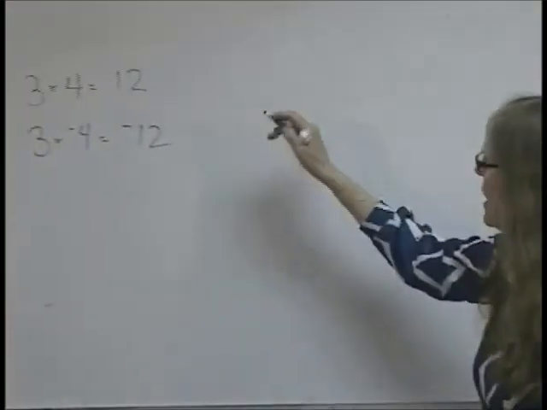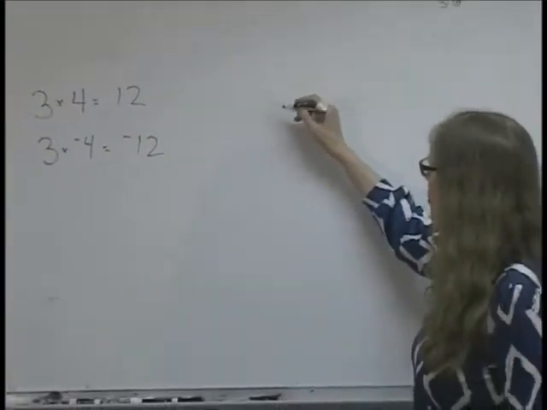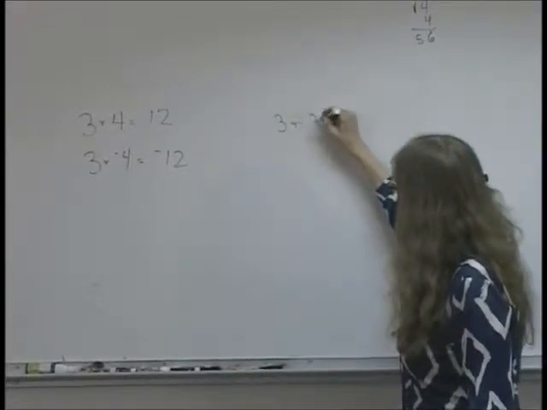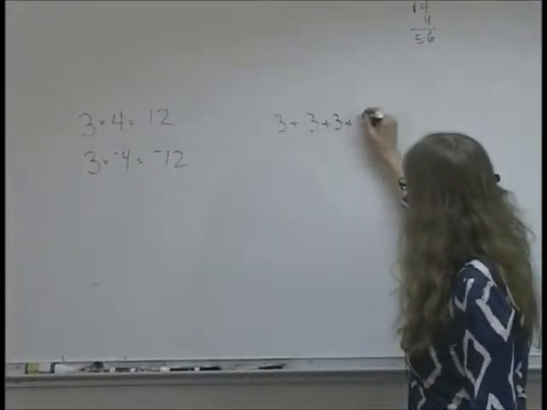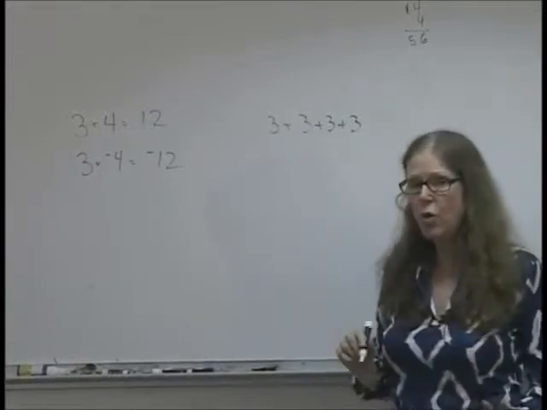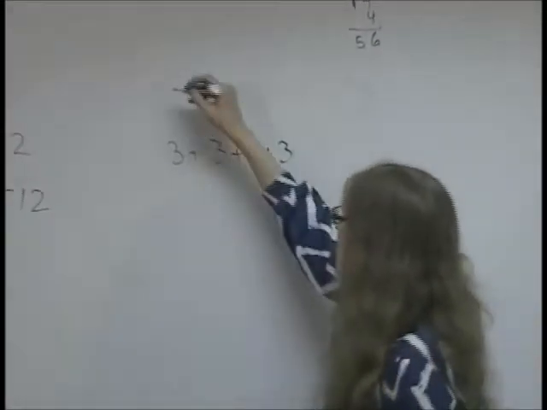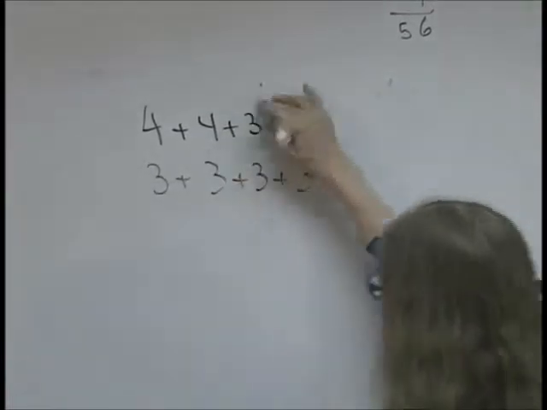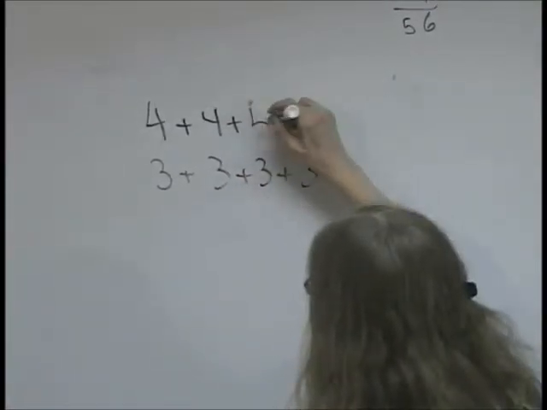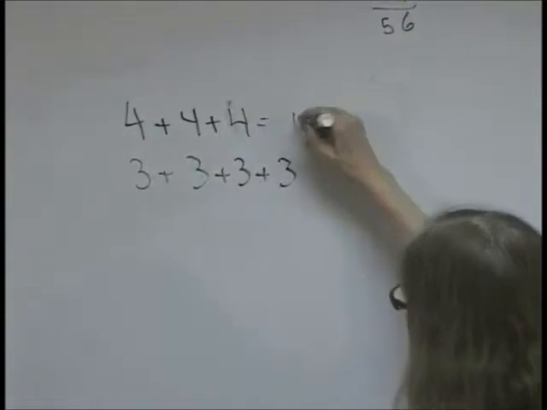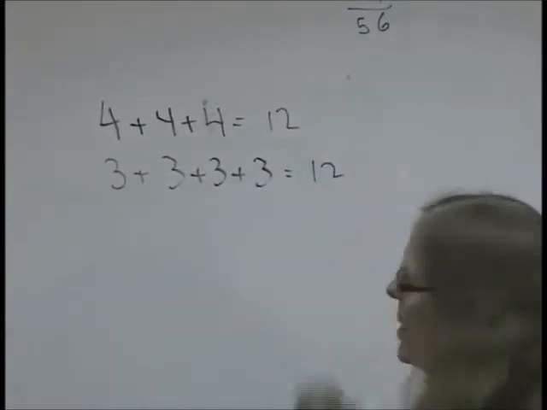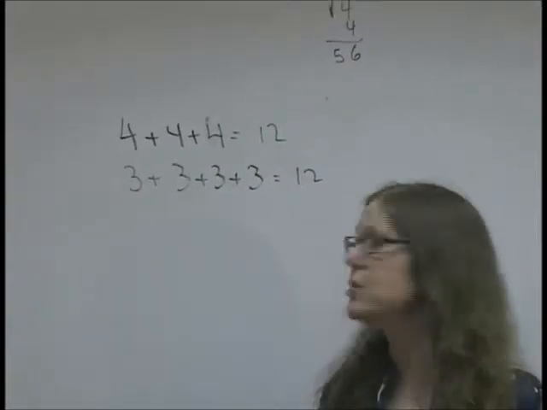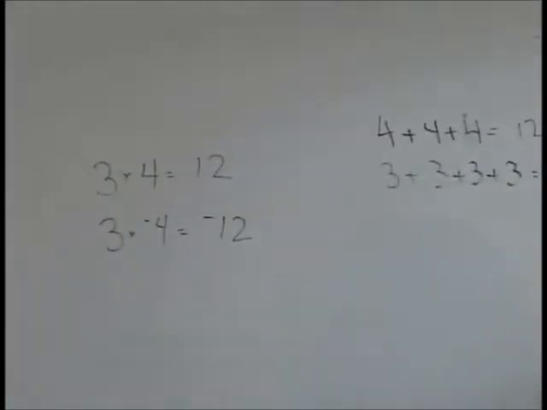And the reason it does is that 3 times 4 really means 3 added to itself 4 times. And of course, it could also be 4 added to itself 3 times. Both of these equal 12. So you could think of it either way. They're both correct interpretations of the meaning of 3 times 4.